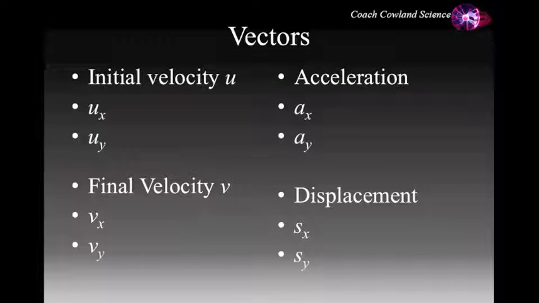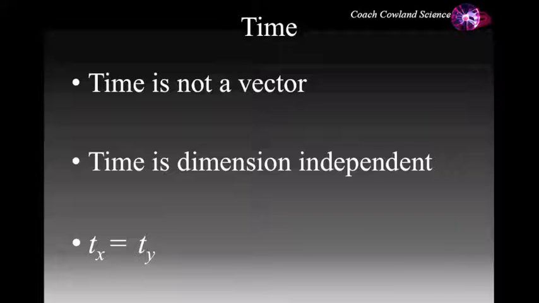Just as a recap, we're going to look at vectors again. Remember that initial velocity, acceleration, final velocity, and displacement all have x and y components that need to be kept separate. Because time isn't a vector, we can use it interchangeably between x and y dimensions.